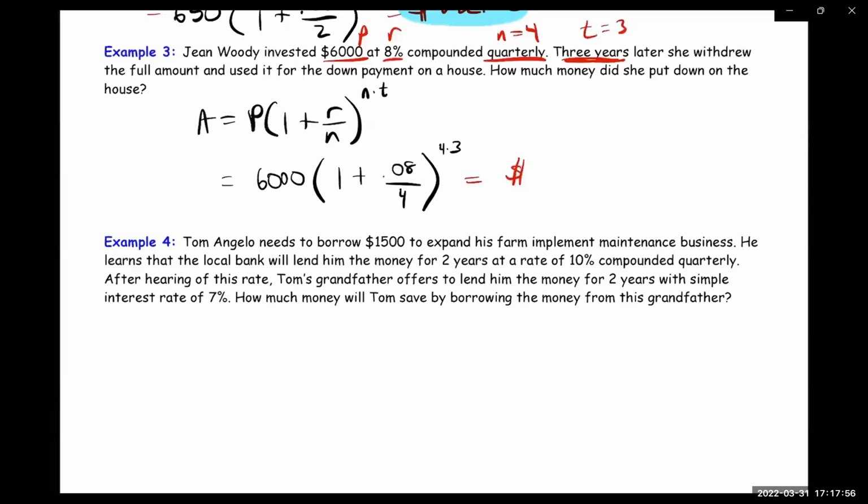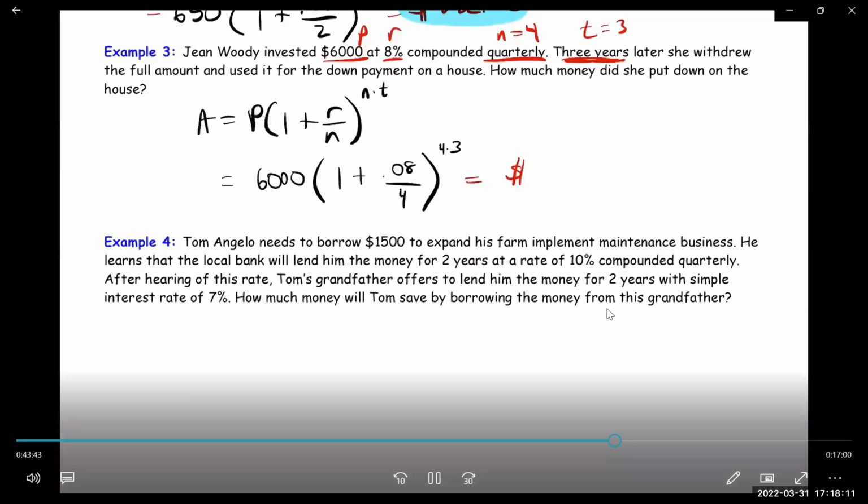Let me know if you guys get an answer. You have to put a close parentheses with the exponent. Close parentheses, yeah, here and here. Depending on the calculator, just to be on the safe side, I would recommend that you do put parentheses there.